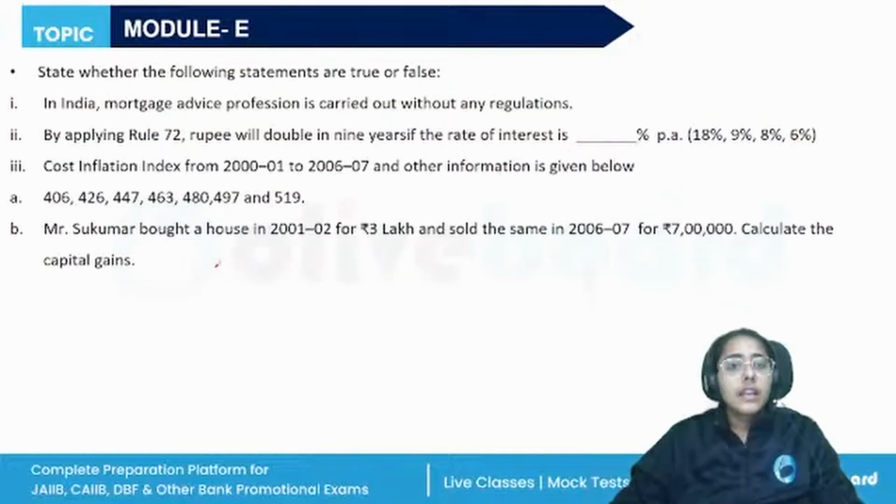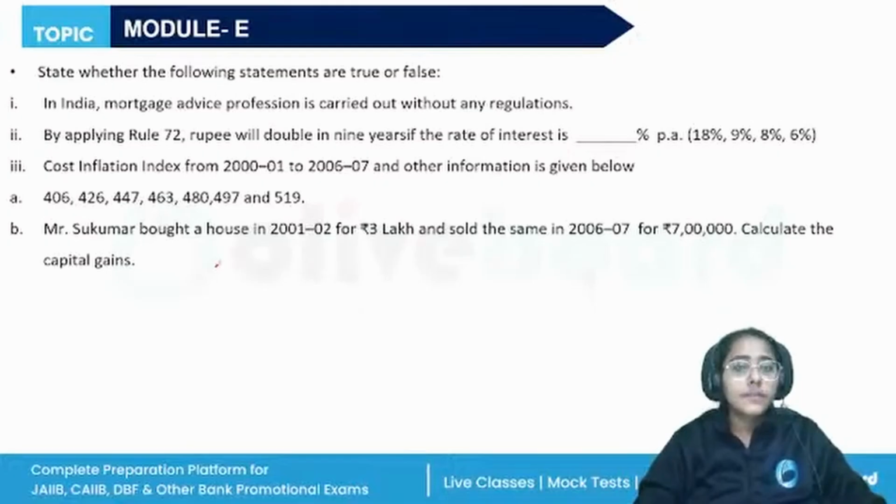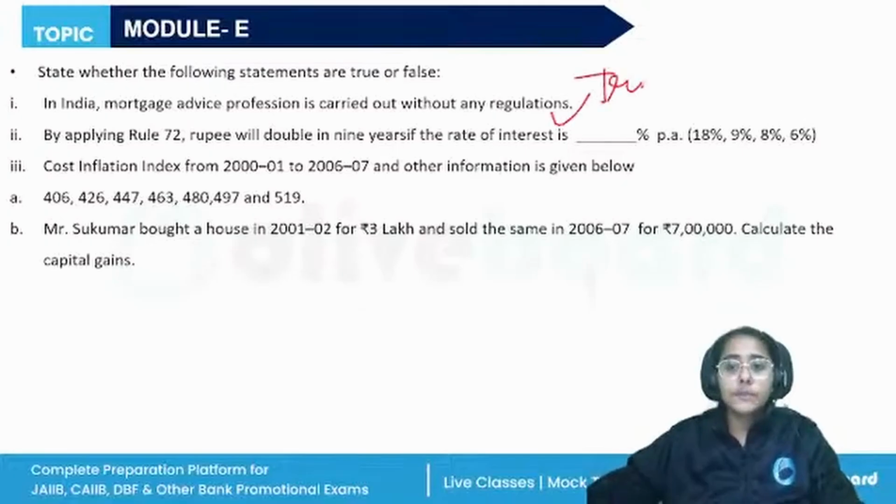All right. Next, state whether the following statements are true or false. In India, mortgage advice profession is carried out without any regulations. Is the mortgage advice carried out in India without any regulations? So, yes, it is true, right? Second, by applying Rule 72, the same question is here. The rupee will double in 9 years if the rate of interest is 18%, 9%, 8%, or 6%. So, we have already calculated it.